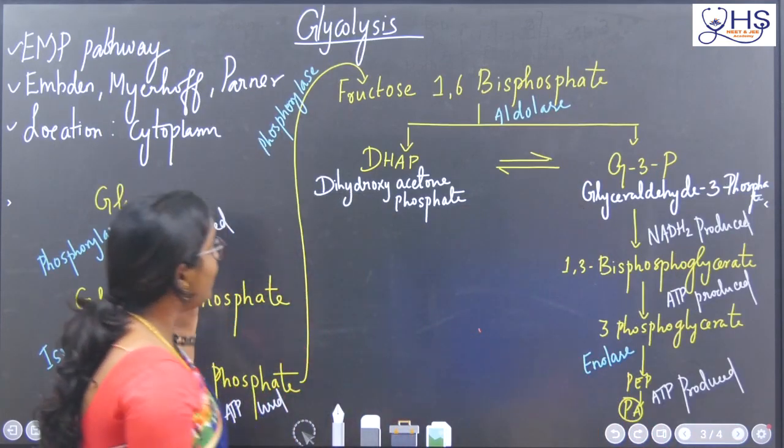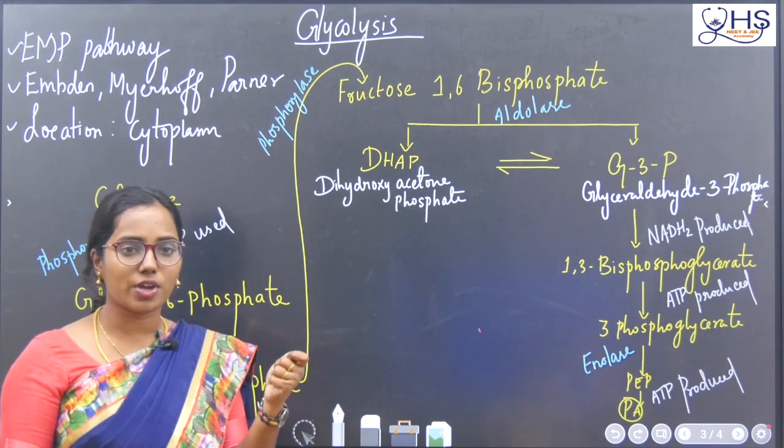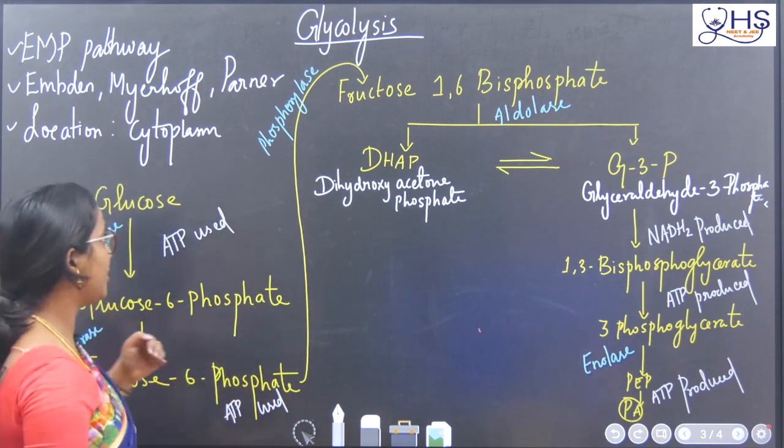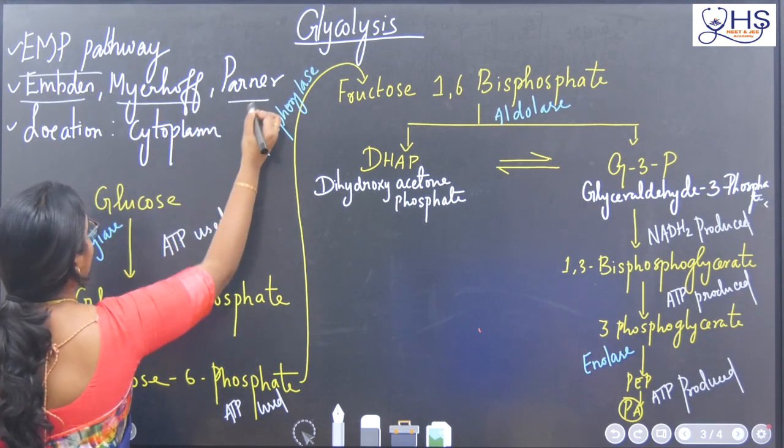So next step, the very important step is glycolysis. So glycolysis la enna aguna, glucose உடைஞ்சு pyruvic acid ஆ மாறும். So the step by step எப்படி அப்படின்றத பார்க்கலாம். First, glycolysis introduce பண்ண scientist யாருன்னா Emden, Meyerhoff and Parnas.